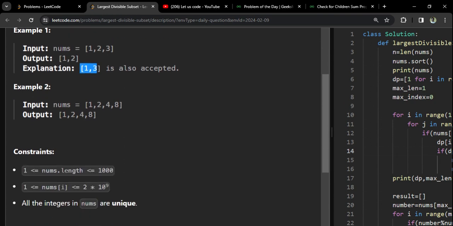Now come to the second example, 1, 2, 4, and 8. As you can see, if you go from left to right, 1 will divide 2, 2 will divide 4, 4 will divide 8. That is the basic idea behind it. So as you can see, the whole thing is the answer.